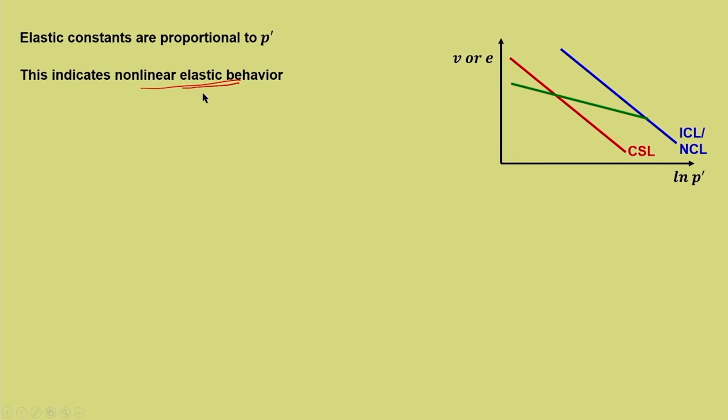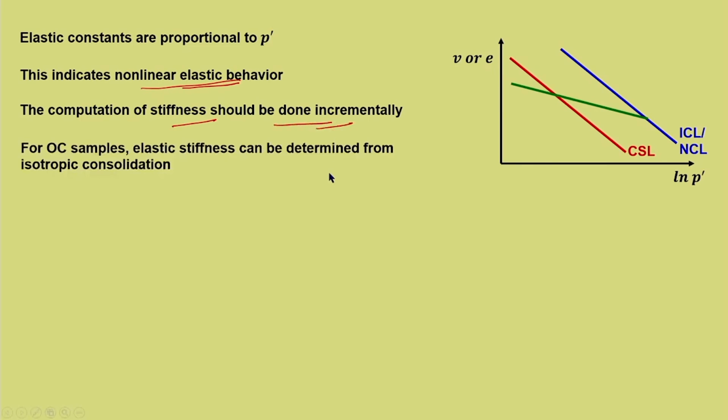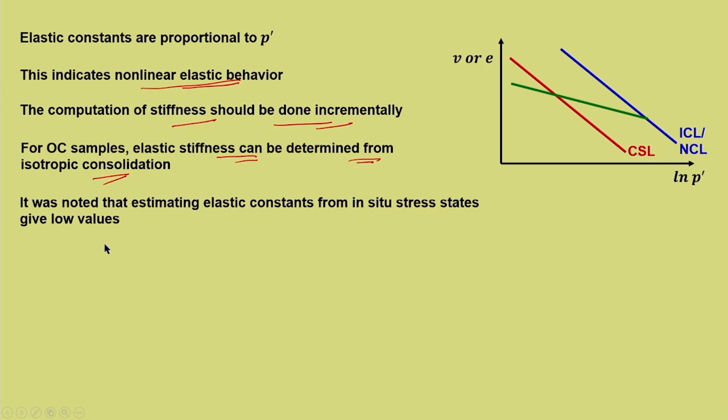So it is not that we simply substitute and get the result, it should be done in an incremental manner. The computation of stiffness should be done incrementally. For OC samples, the elastic stiffness can be determined from isotropic consolidation, because we know it would follow the loading-unloading line. And why should we not have the elastic modulus for normally consolidated samples? Because that is going to exhibit elastoplastic behavior. When we say elastic response, we know that it is mostly relevant for OC samples.